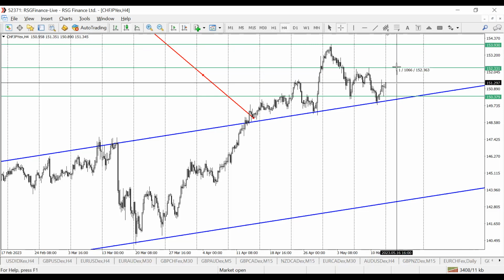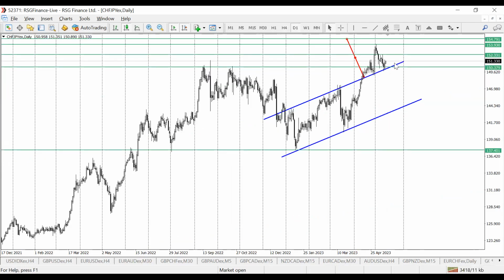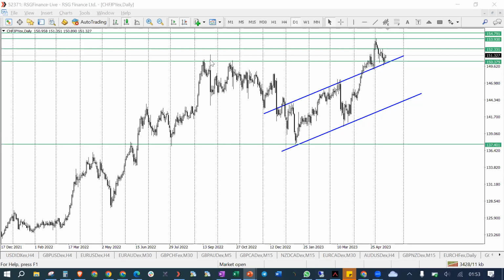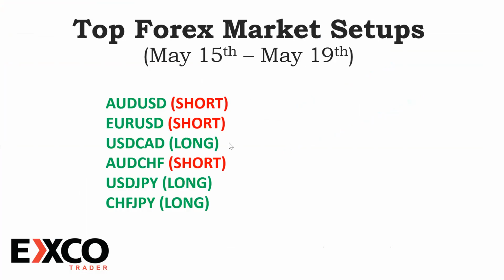So I see price rallying up here, 106 pips, and then finally 261 pips to the 153.93 level, because I see this to be a break above from a channel. So it should achieve those levels. It's not on top of my list, but of course, I just needed to show you that opportunity. So just to recap, these are my best pairs for the week, May 15th to May the 19th.